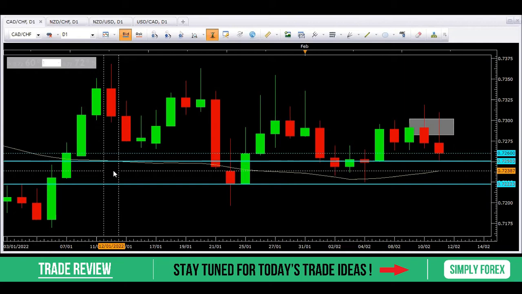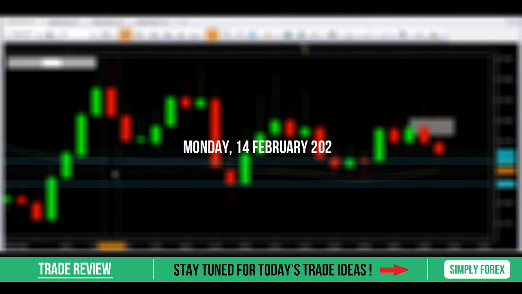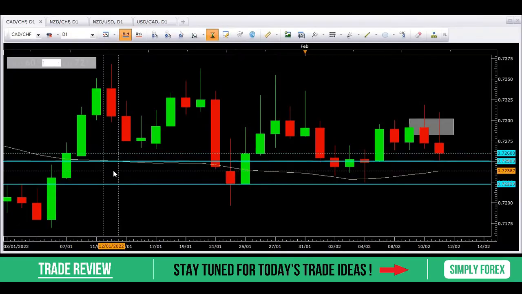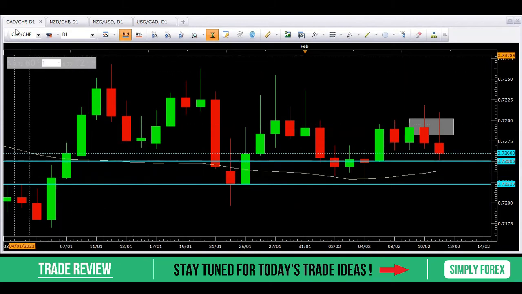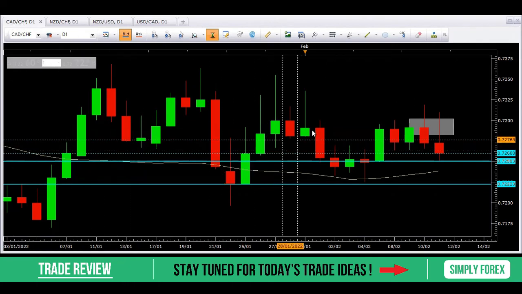Anyway, it's Monday. It is the 14th of February. And as usual, guys, we're going to reflect on Friday's trades. If you remember back to Friday, we had 4 potential trades. The first one was this, yeah? So this is the Canadian dollar against the Swiss franc. This is the day chart.